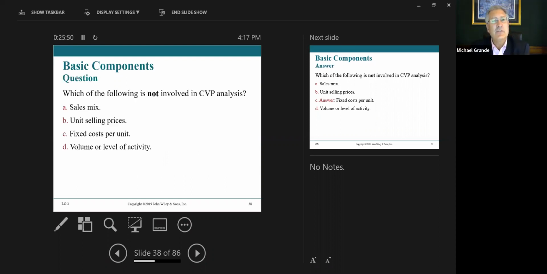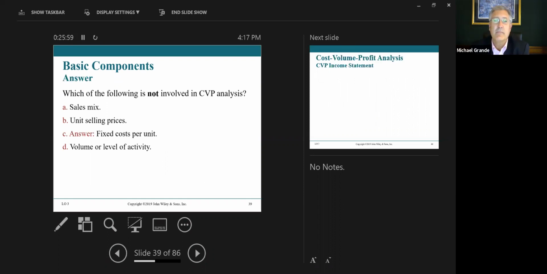So, a question: which of the following is not involved in CVP analysis? Sales mix is involved, unit selling price is involved, fixed cost per unit. We're not worrying about fixed cost per unit, we're only concerned about total fixed costs.